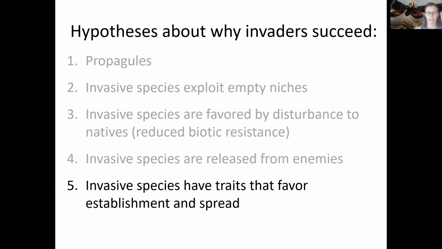Next hypothesis, and the last hypothesis that's sort of a major one, I think, in invasion ecology, is that invasive species have some sort of unique traits that favor the establishment and spread of the species. And you're going to do some more with traits for some different taxa in the next team exercise. So we'll have a chance to dig into this a little bit more.